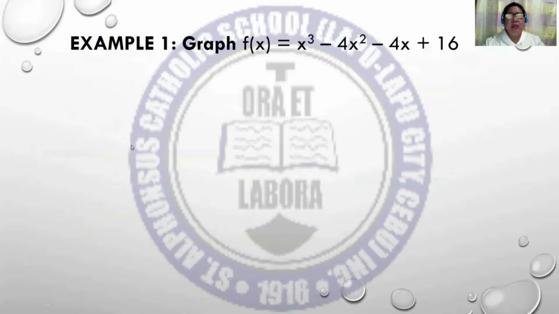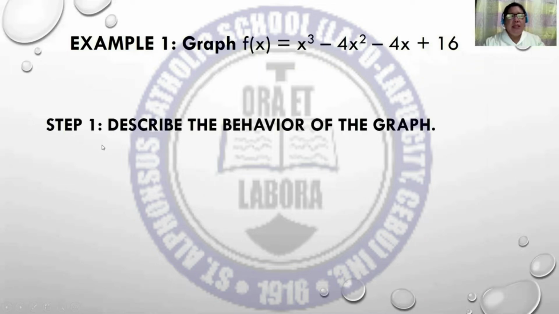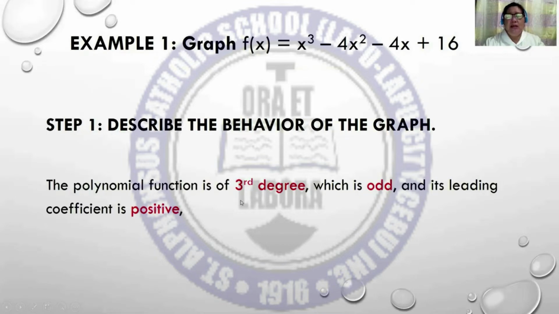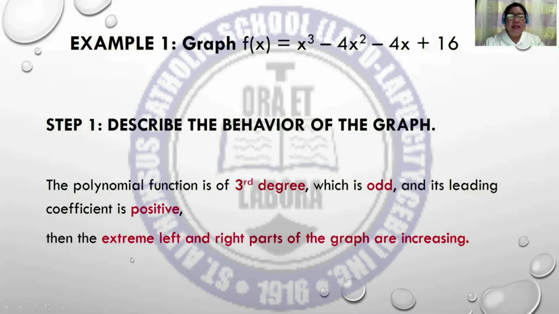Let us have number 1. If you are asked to graph the polynomial function f of x is equal to x cubed minus 4x squared minus 4x plus 16. Step 1 is to describe the behavior of the graph. The polynomial function is of the third degree, which is odd, and its leading coefficient is positive. Then, the extreme left and the right parts of the graph are increasing.